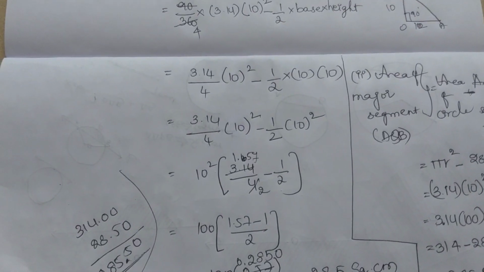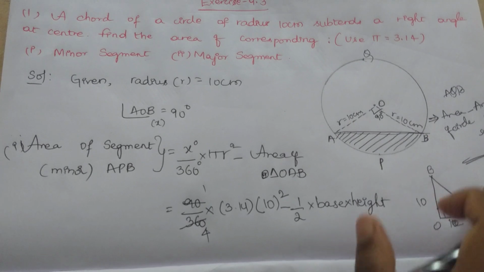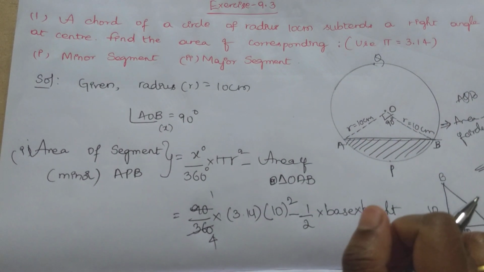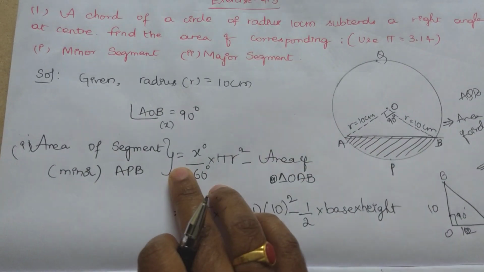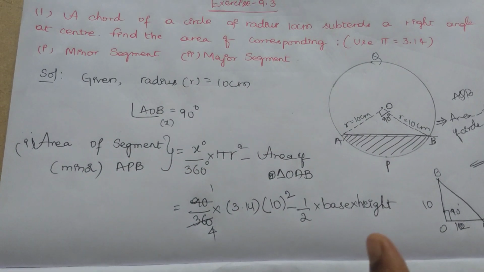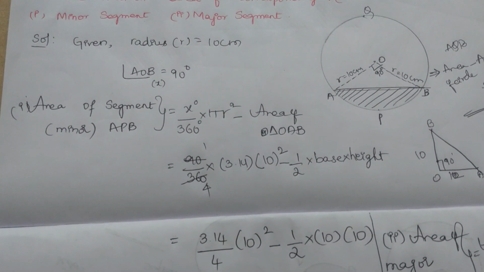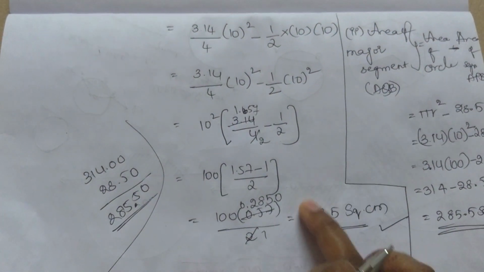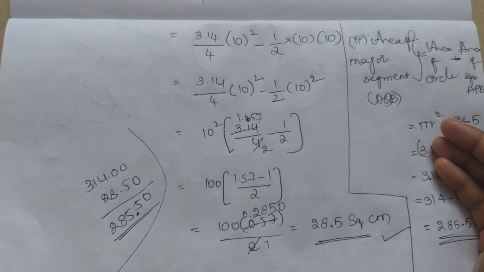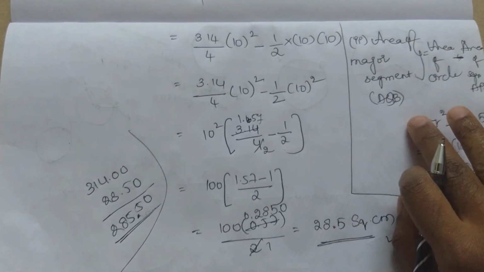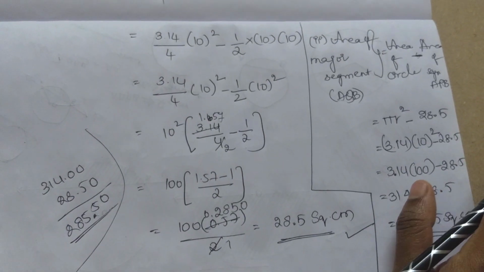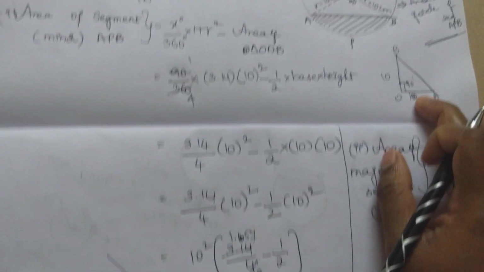Clear? See here, the solution is so simple. First thing is you have to find the area of the minor segment using the area of segment formula. After that, the calculation is simple. After that, you will get the area of the minor segment. So the major segment is nothing but total area of circle minus area of minor segment. You will get obviously the area of major segment. So this is the solution. So very simple. Please go through it.